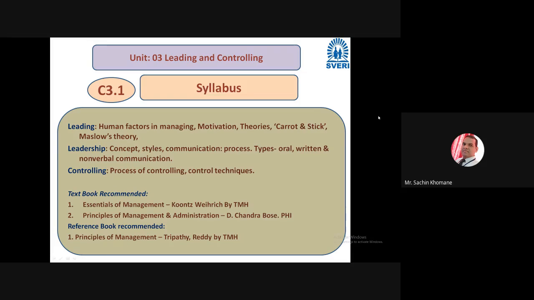The third part of this unit is controlling. There we have to see the process of controlling, how a manager controls every aspect in industry, maybe manpower, machine, money, material. They continuously monitor it, right? And that is how they control, that we know. And again we are going to see control techniques: how a manager implements various control techniques and how they control. So this is the syllabus of unit number 3.